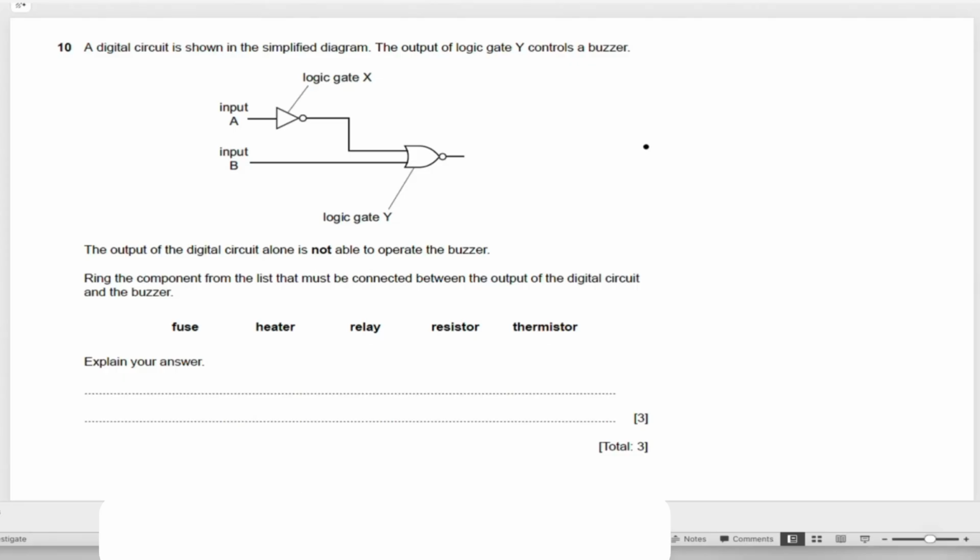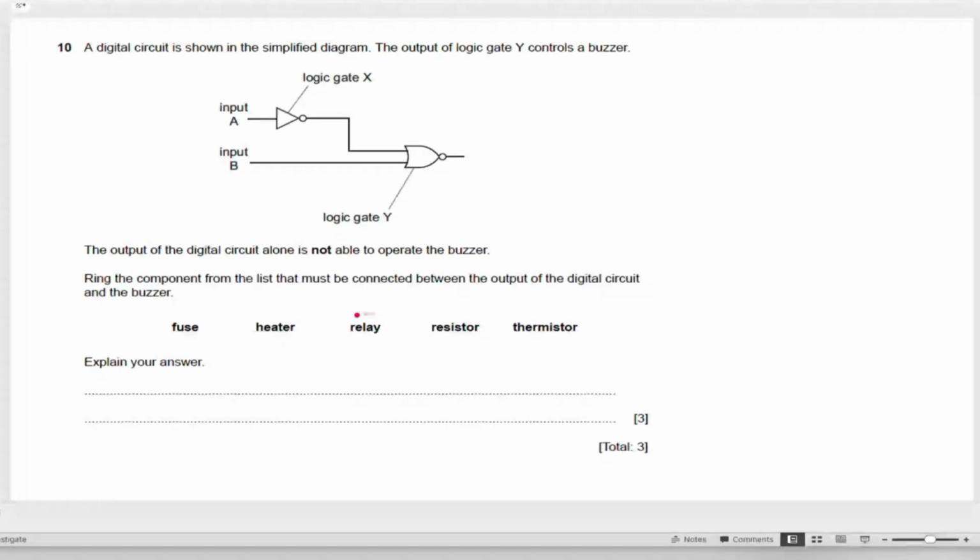Okay, let's have a look at question 10. A digital circuit is shown in the simplified diagram. The output of logic gate Y controls a buzzer. Remember, we've learned about logic gates before. The output of the digital circuit alone is not able to operate the buzzer. Ring the component from the list that must be connected between the output of the digital circuit and the buzzer. Is it a fuse, a heater, relay, resistor, or a thermistor?